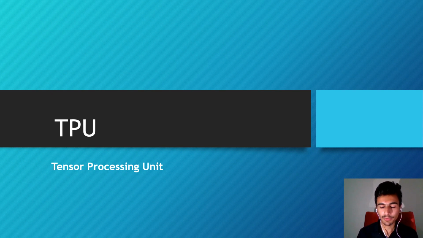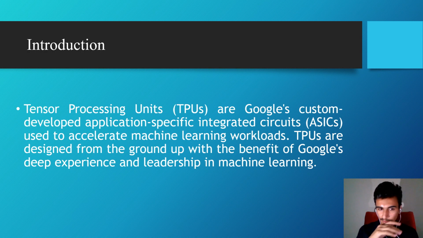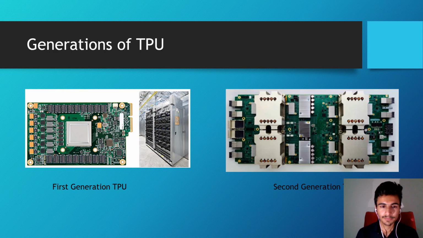First of all, what is TPU? TPU stands for Tensor Processing Units. The TPUs are Google's custom developed ASICs. ASIC stands for Application Specific Integrated Circuits, used to accelerate machine learning workloads. TPUs are designed from the ground up with the benefits of Google's deep experience and leadership in machine learning.